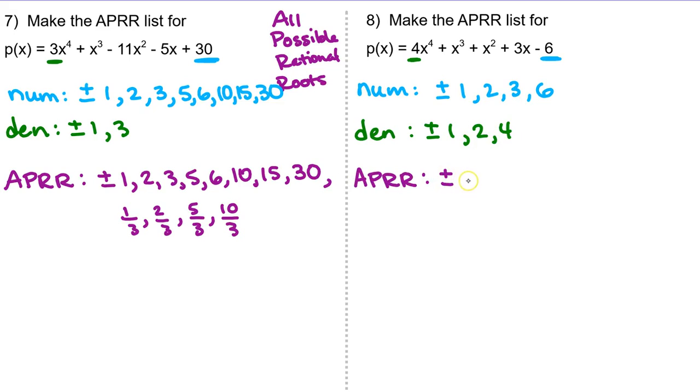So plus or minus, let's put everything over 1. And now let's put everything over 2. So 1 over 2, 2 over 2 is a duplicate, 3 over 2 is new, 6 over 2 is a duplicate. Now let's put everything over 4. So 1 over 4, 2 over 4 is a duplicate, we have 3 over 4, and then 6 over 4 is a duplicate. So there's the entire APRR list.